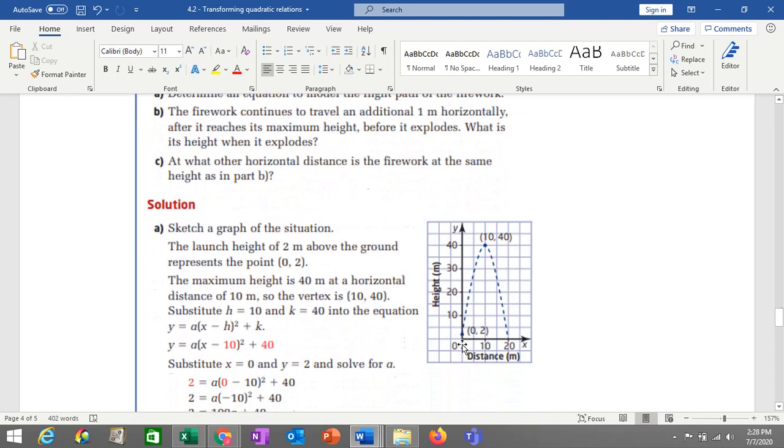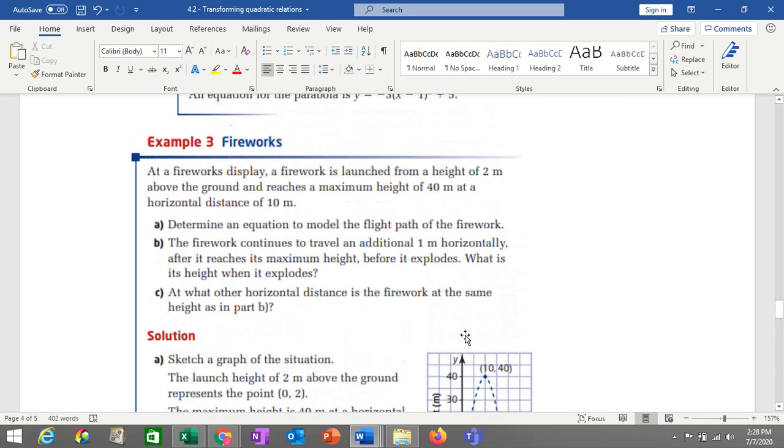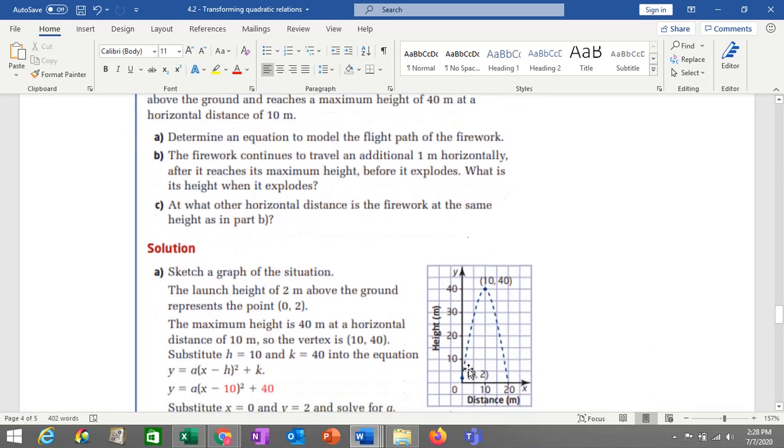So we typically would have the firework launch from location 0 because that's just easiest. And its height is initially 2 meters. So when it hasn't traveled any horizontal distance before you've launched it, it's 2 meters above the ground, maybe on some kind of platform or something. All right, so we have this picture here. It looks something like that. Determine an equation to model the flight path of the firework.